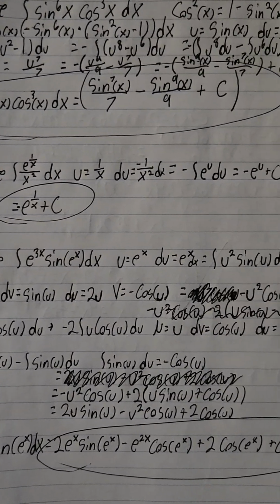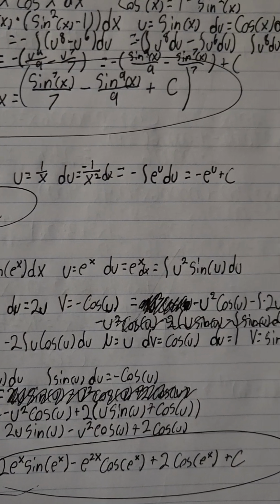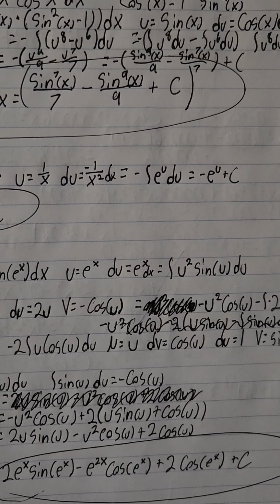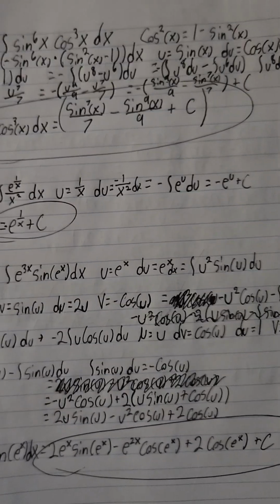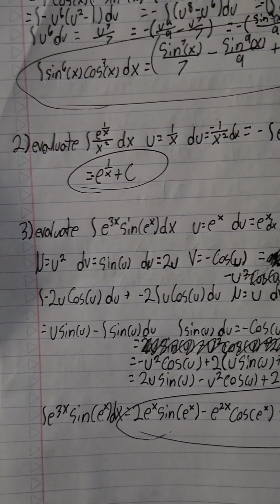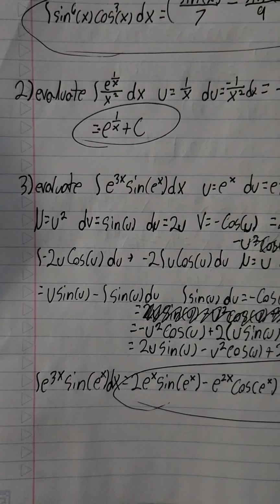Then you use integration by parts again. This time u is u and dv is cosine u. du is 1 and v equals sine of u. Rewrite it again.